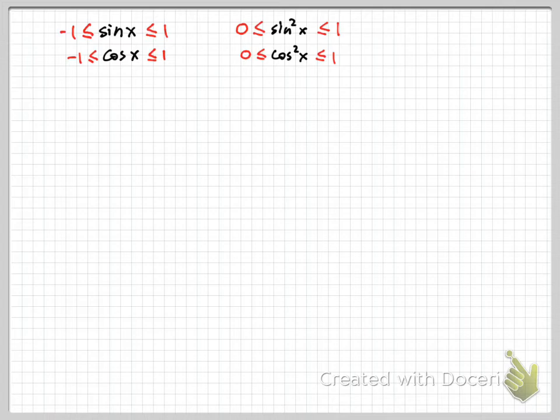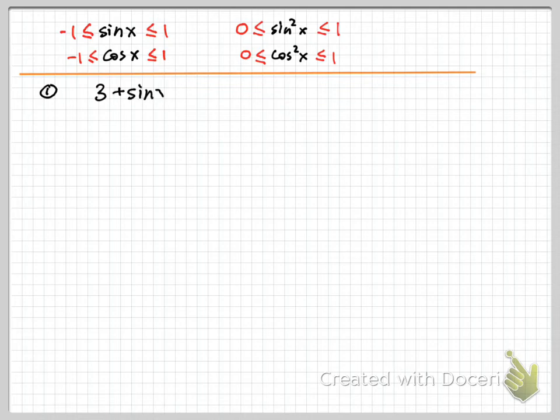Now, we don't have inequality for tangent because tangent theta can be as large as possible, or it can be as small as possible. So now we use these 4 building blocks to consider all the maximum minimum values of the trigonometric expressions. I'll show you 5 examples. Let's start with the first one. Find the maximum and minimum of 3 plus sine x. This is an easier one.